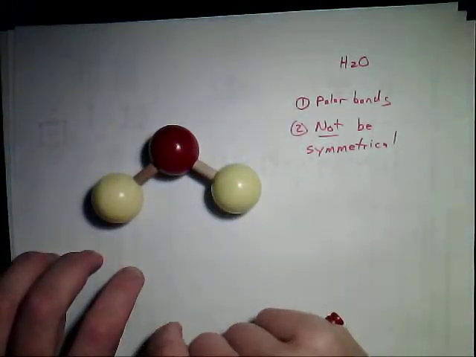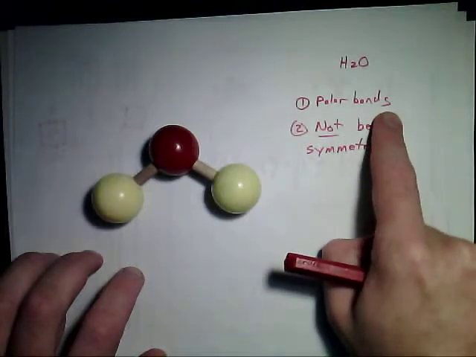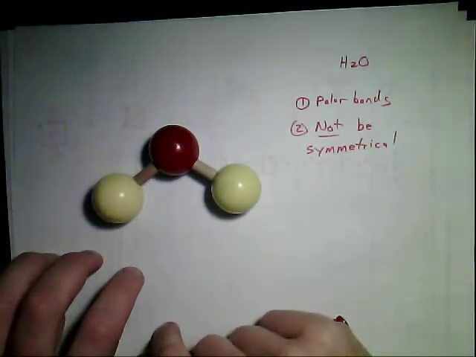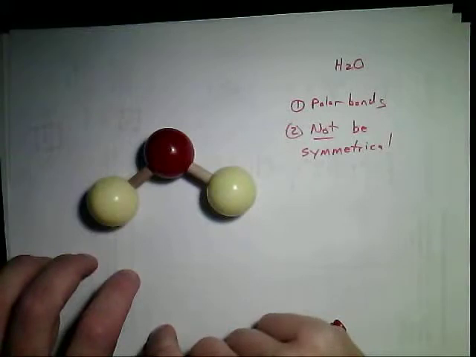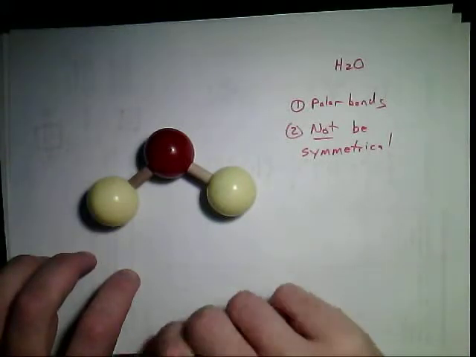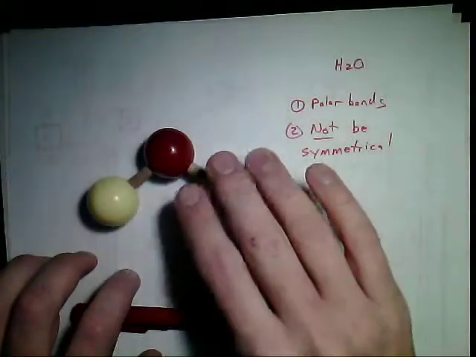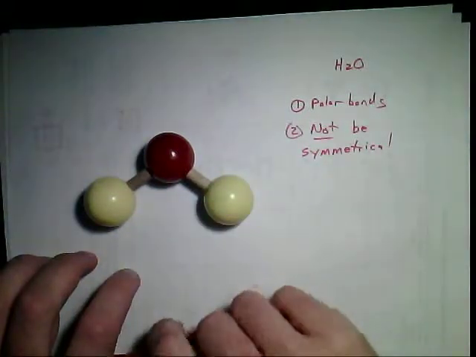If a molecule is to be polar, it must meet two requirements. It must have polar bonds, and it must not be symmetrical. So let's look at those things one at a time. Now H2O, indeed it does have polar bonds.